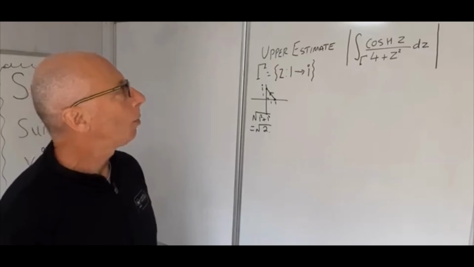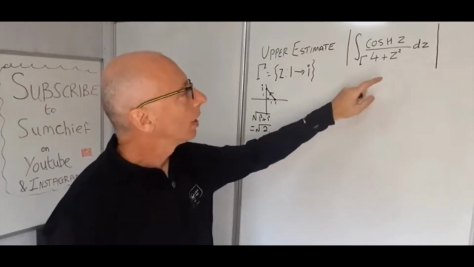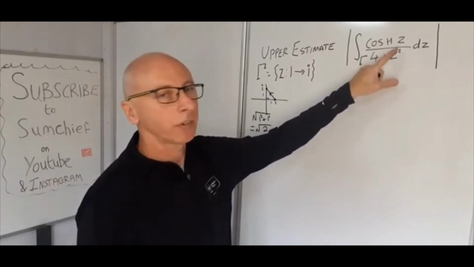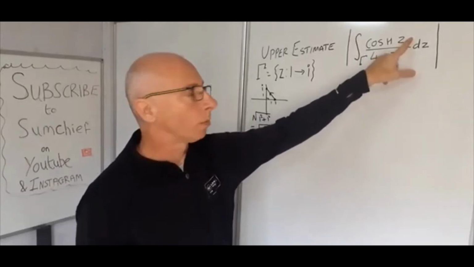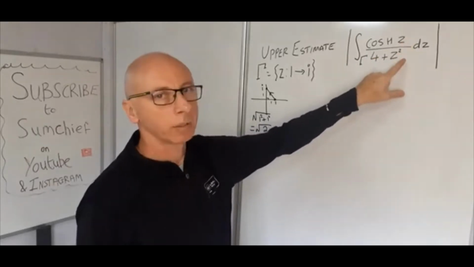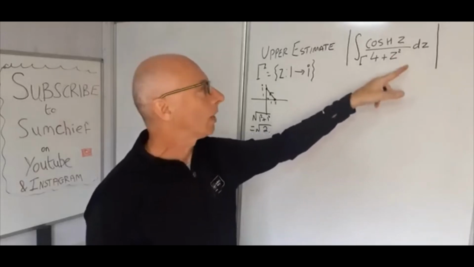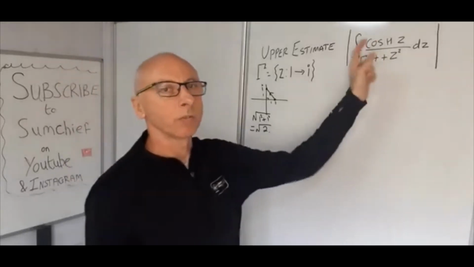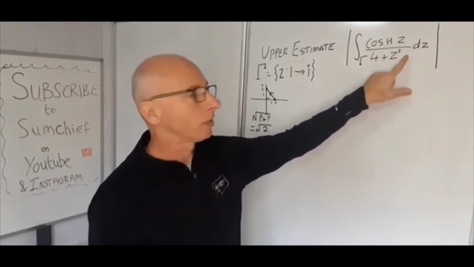Okay, so for an upper estimate, how are we going to find the upper estimate of this integral? Now we're not going to do any integration. We're just going to break it down and find the maximum value of the top, the numerator, and the minimum value of the denominator. That way we get the best upper value we can. If we wanted the minimum value, we'd do the reverse. We find the minimum value of the numerator and the maximum value of the denominator.